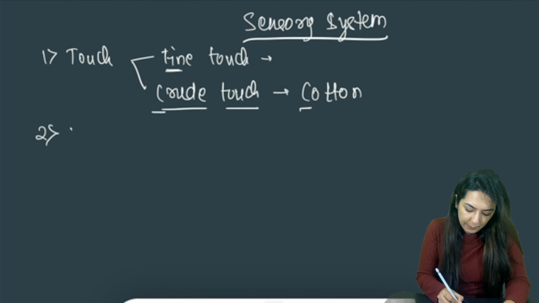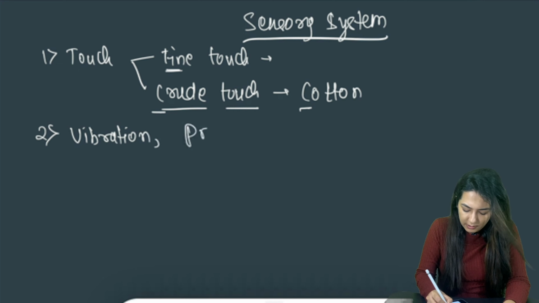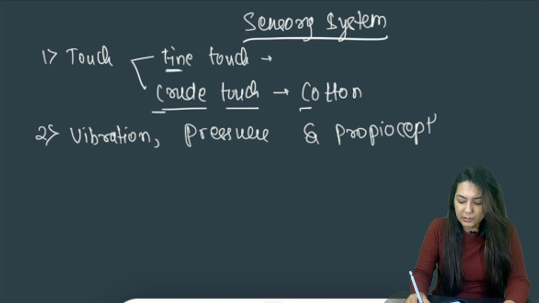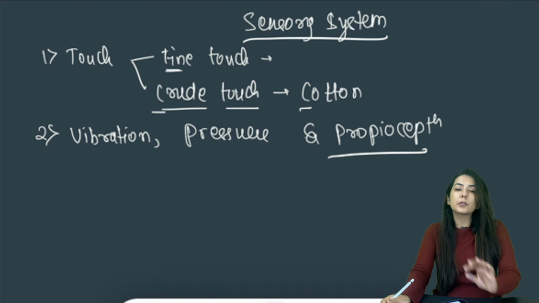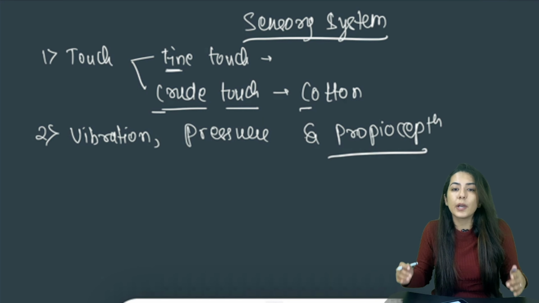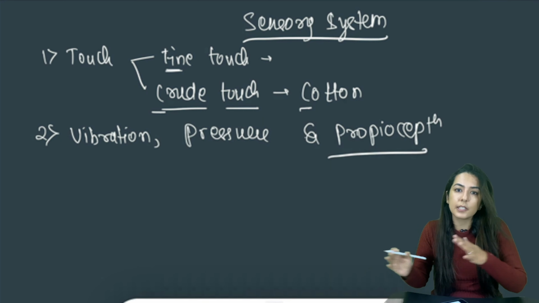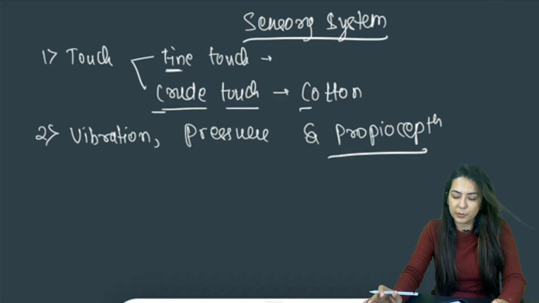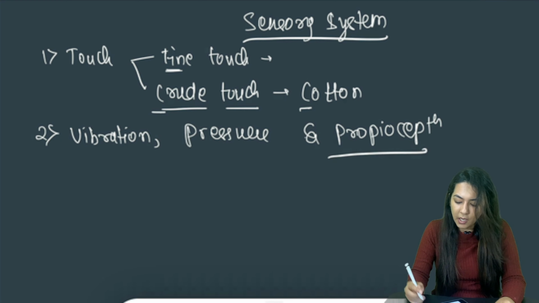Second is vibration, pressure, and proprioception. Now what is proprioception? Proprioception is the sense of joint position, that is, where your joints are positioned in space. This is known as proprioception.